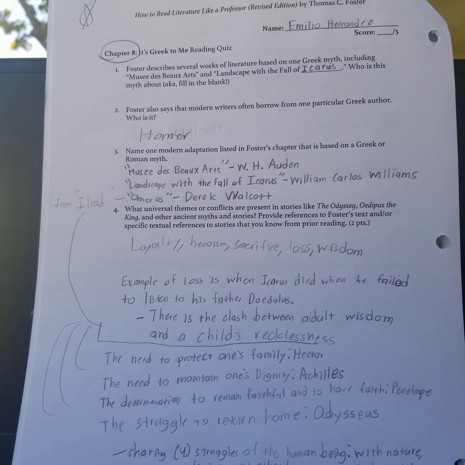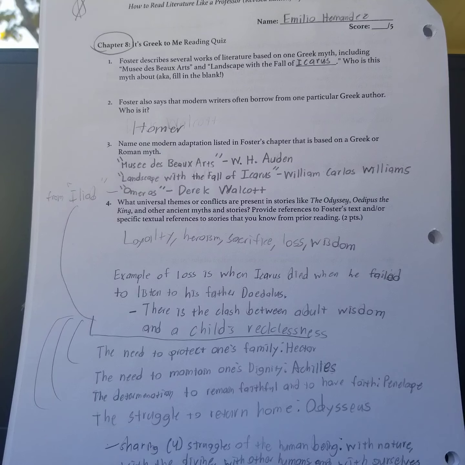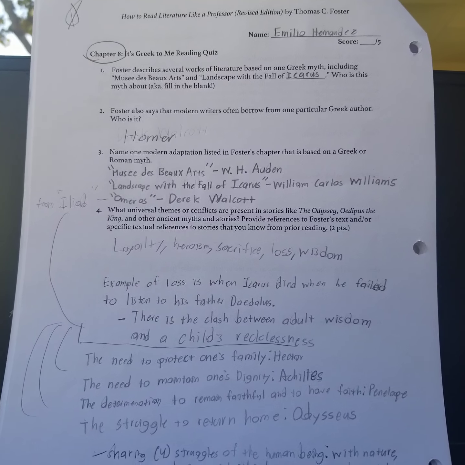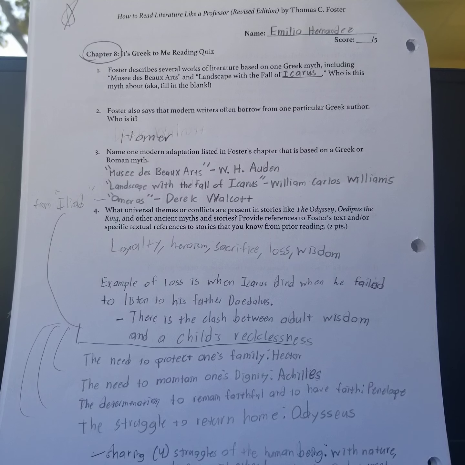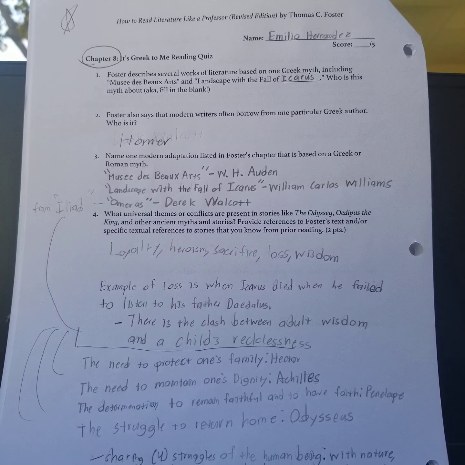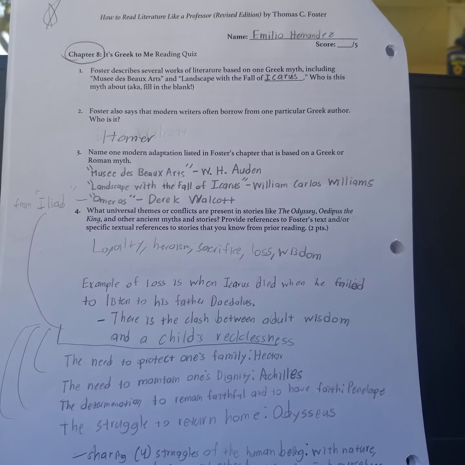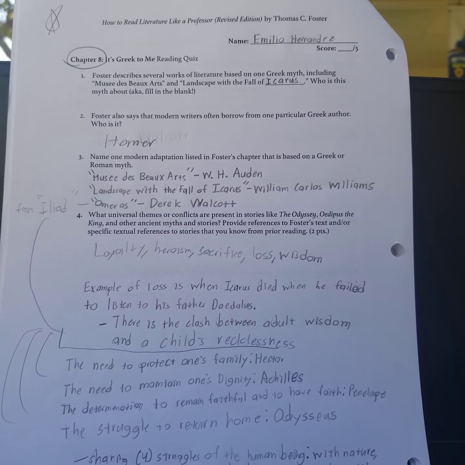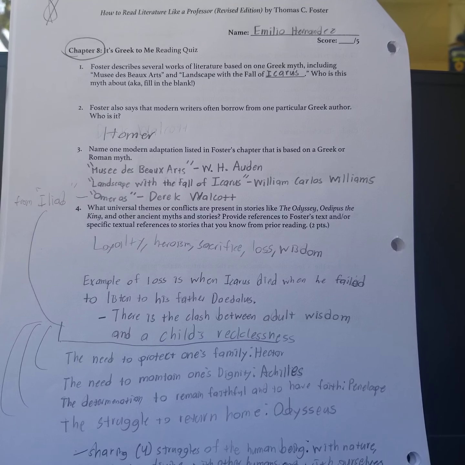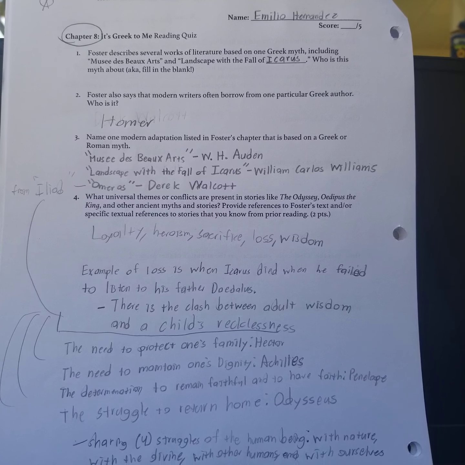So, on to number 4. What universal themes or conflicts are present in stories like the Odyssey, Oedipus the King, and other ancient myths? So, I have to provide evidence. Okay. So, most times, all these types of myths show loyalty, heroism, sacrifice, loss, and wisdom. An example is the loss of Icarus when he died because he failed to listen to his father Daedalus. And as explained before, it was the clash between the adult's wisdom and the child's recklessness.